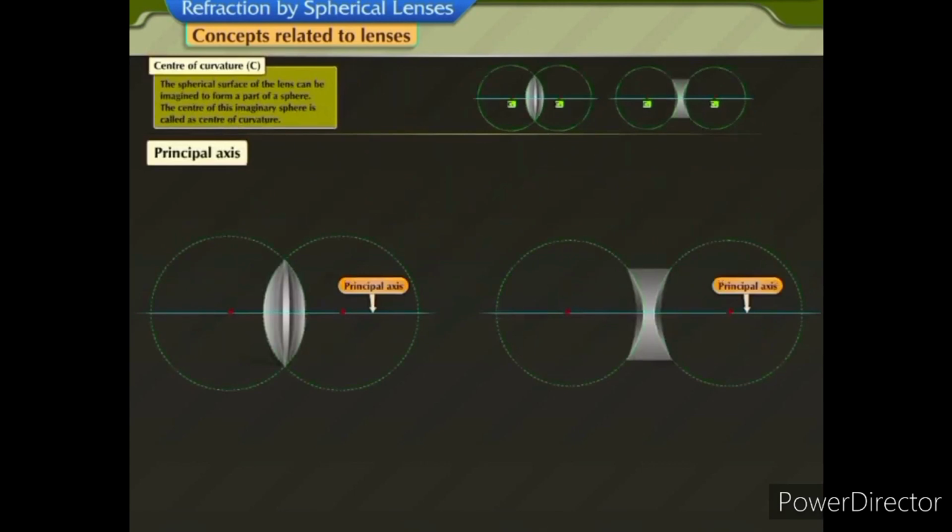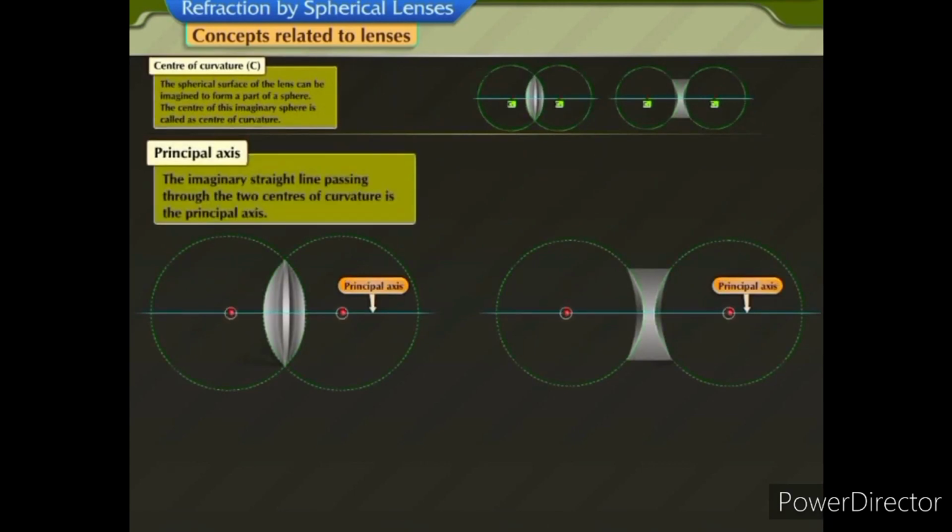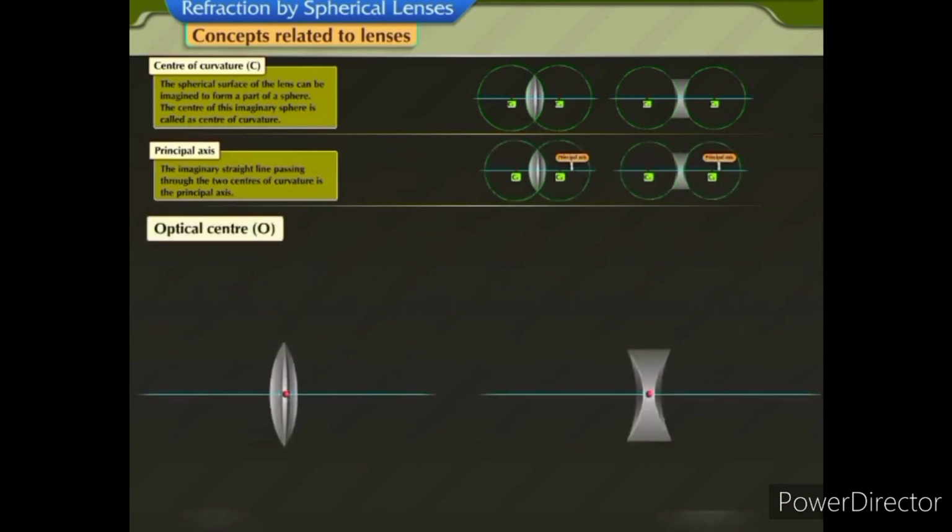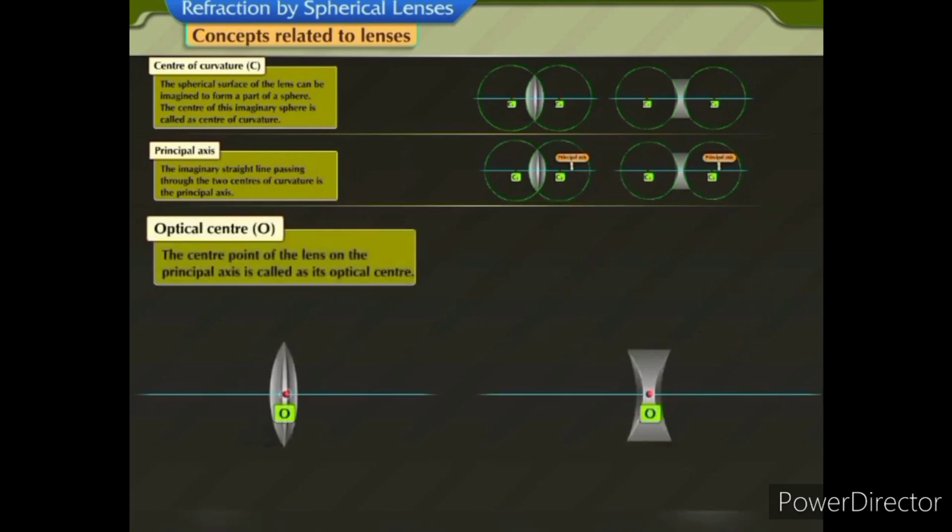Principal axis. The line passing the two centers of curvature is the principal axis of the lens. That is, the line joining C1, C2 is the principal axis of the lens. Optical center, O. The central point of the lens on the principal axis is called as its optical center. A ray passing through the optical center of a lens passes without undergoing any deviation.